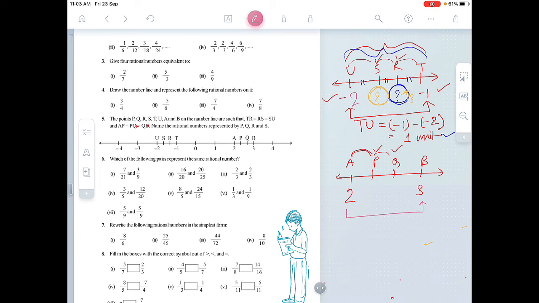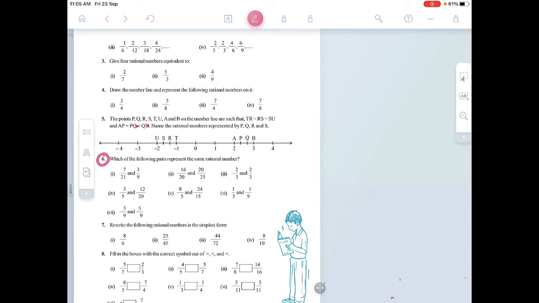So first we can find how many parts are there. 1, 2, 3. We are getting 3 parts here. Okay. So the length of AB is 3 minus 2, that is 1 unit. Again the same thing, this will be 3 minus 1 by 3, this will be 3 minus 2 by 3. So these two will be the rational numbers which are representing these two points P and Q. So in this way we will do this. Let's come to question number 6.